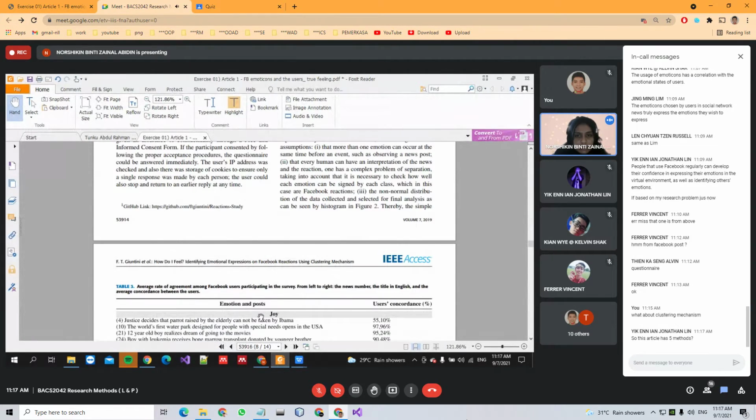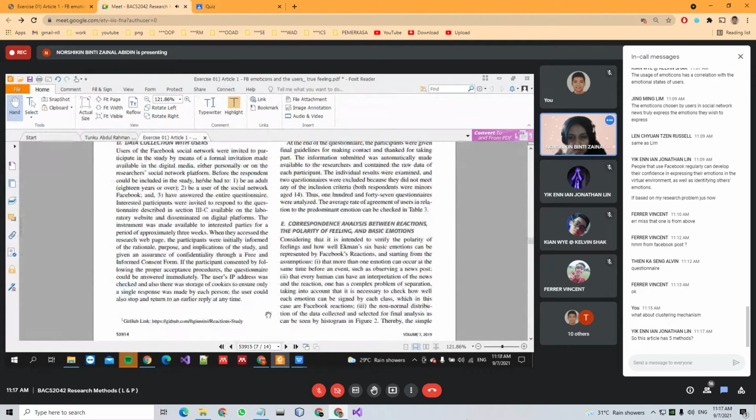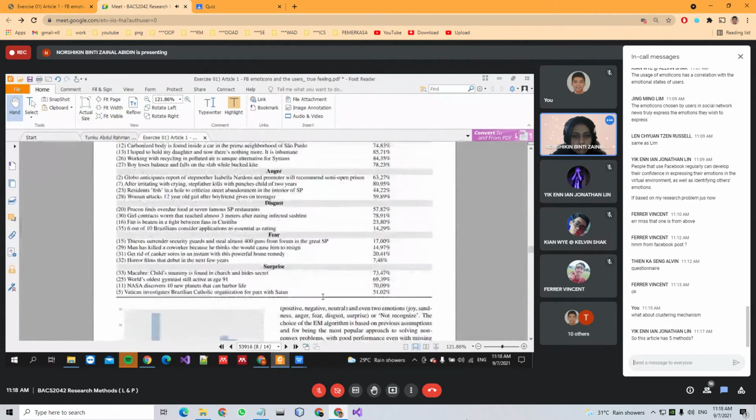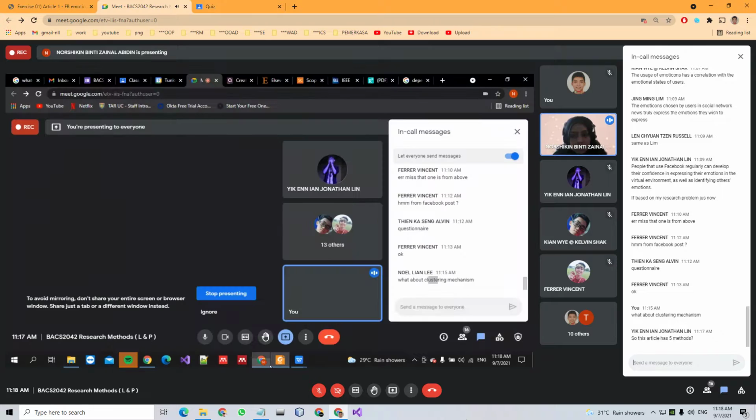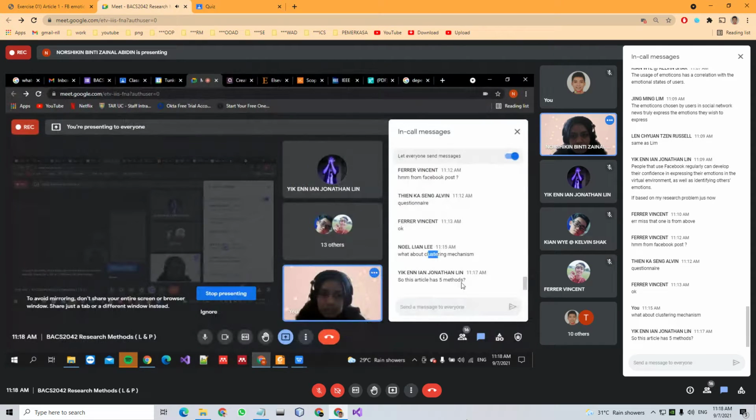This is a sample. By the same, the simple. Clustering. So how are they going to assign the five methods?